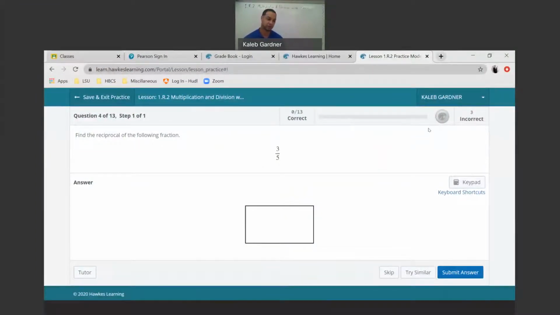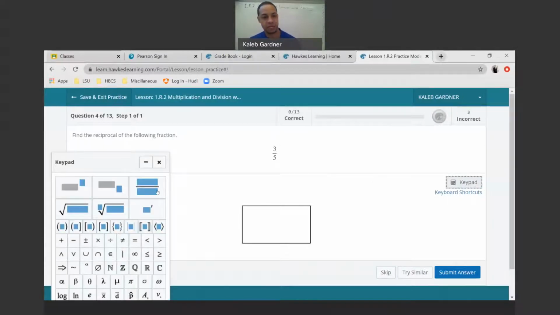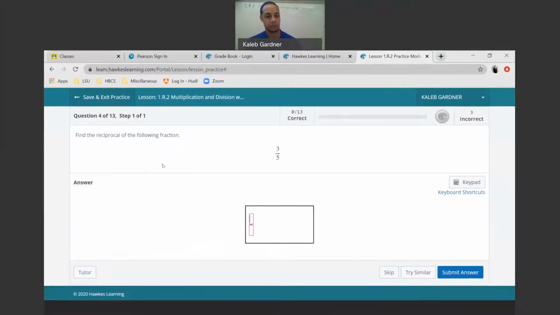All right, read the directions. The directions say find the reciprocal of the following fraction. Well, the reciprocal, you don't have to switch it. The reciprocal, remember, just simply means to flip it upside down. So if we're going to be flipping this thing upside down, I'm going to click on the keypad. I'm going to click on the fraction button right here. All right, and let me type the 5 and over 3. So there it is. 5 over 3 is the reciprocal, and let's practice.